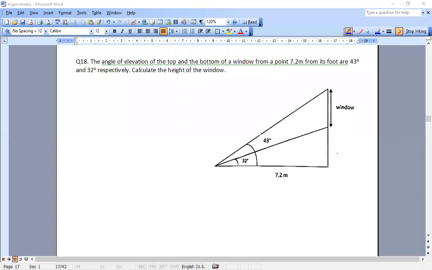Question number 18. The angles of elevation of the top and bottom of a window from a point 7.2 meters from its foot are 43 degrees and 32 degrees. Calculate the height of the window.